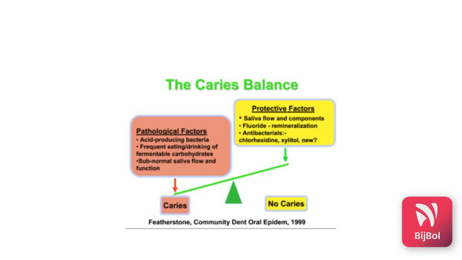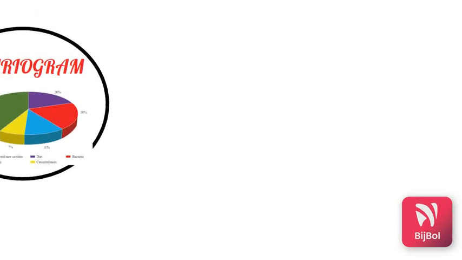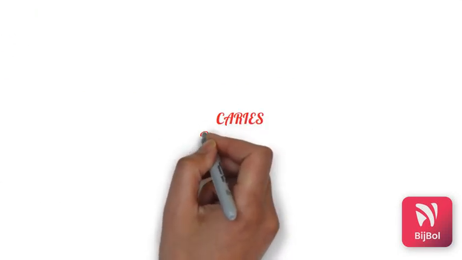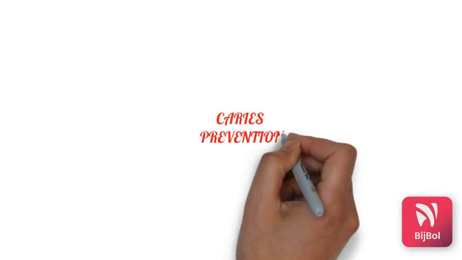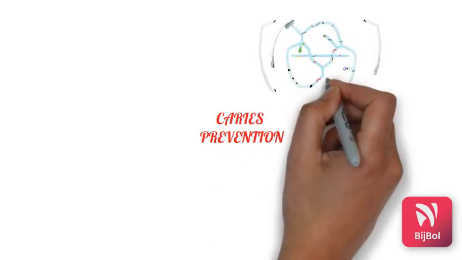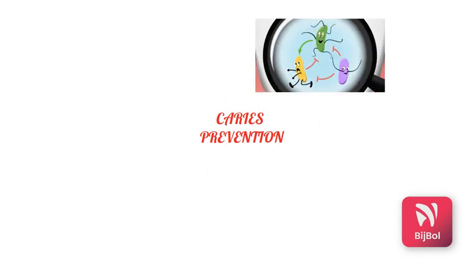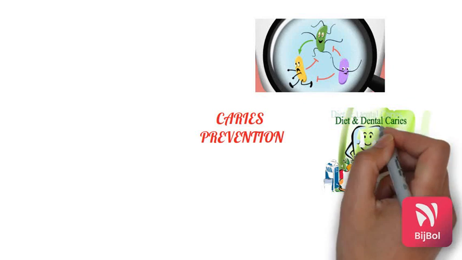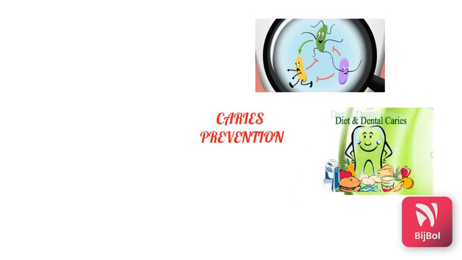Now we'll see how the caries can be prevented. We have a few agents which prevent the caries. One is the microbial shift of the caries. This can be done with a chlorhexidine digluconate mouthwash. Another would be the diet which we follow, which prevents the caries.